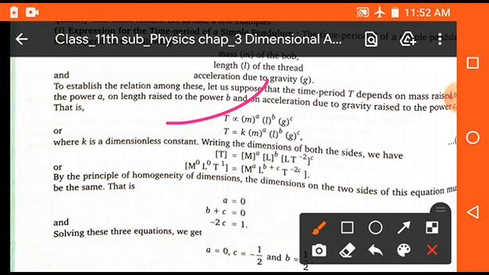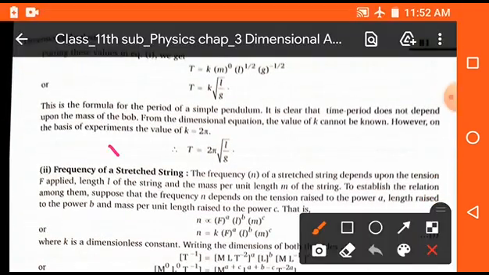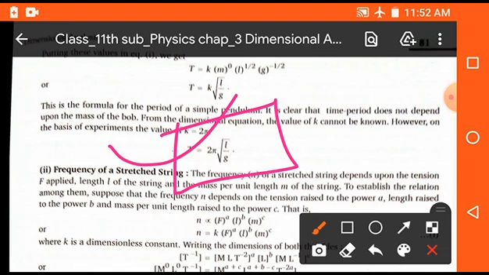So we can write T = m^a l^b g^c, where a, b, c are values which can be determined. After finding the values of a, b, c, put them here and get the required result. We put the dimensions of both sides, and by putting the dimensions calculate a relation between a, b, c and find these values. By putting these values we get the required relation T = 2 pi under root l upon g. This is the formula for the time period of a simple pendulum. With the help of this analysis method we can derive different formulas.